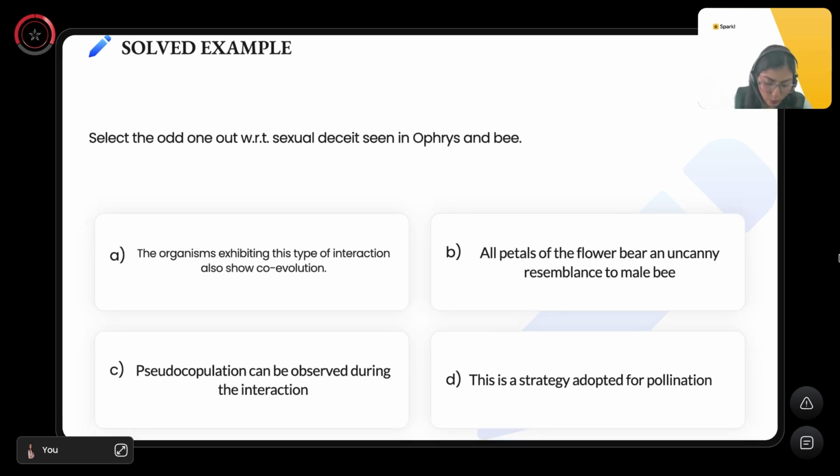Select the odd one out with respect to sexual descent seen in case of Ophrys and bee. Now, what is Ophrys? It is a Mediterranean orchid और ये बहुत ही इंटरेस्टिंग एग्जाम्पल है. यहाँ पे हमें स्यूडो कॉपुलेशन देखने को मिलता है. ना यहाँ पे होता क्या है बेटा, ये देखिए.